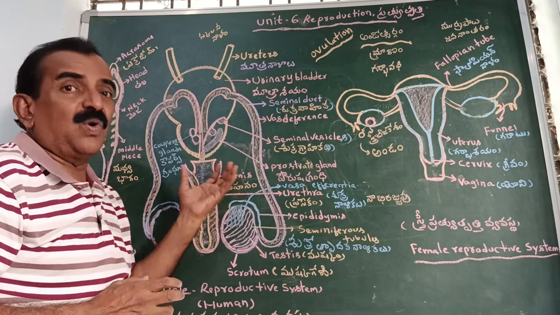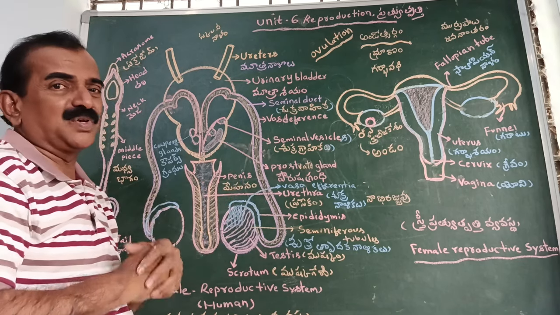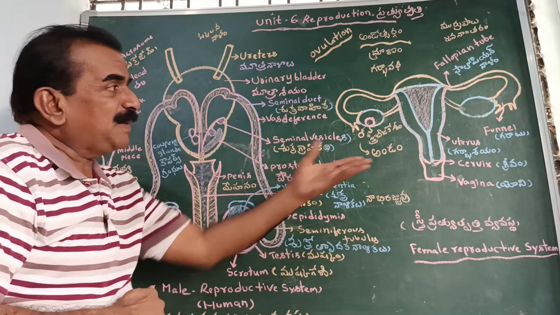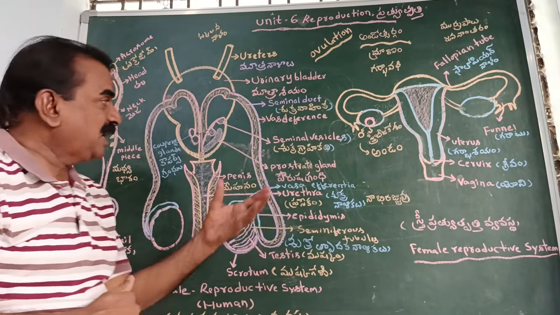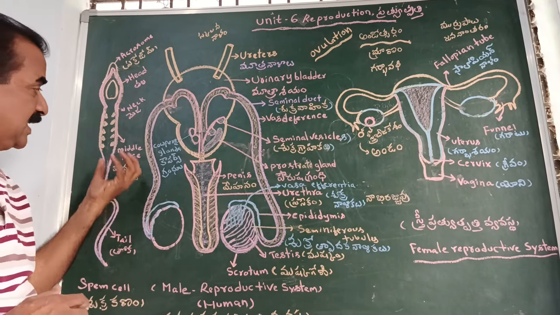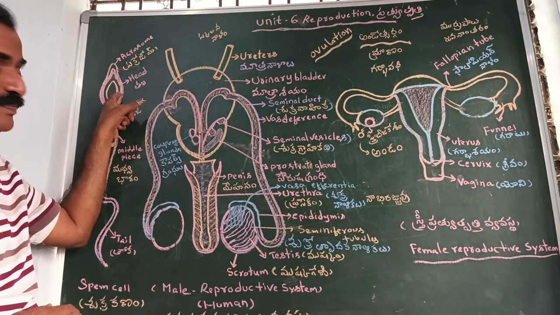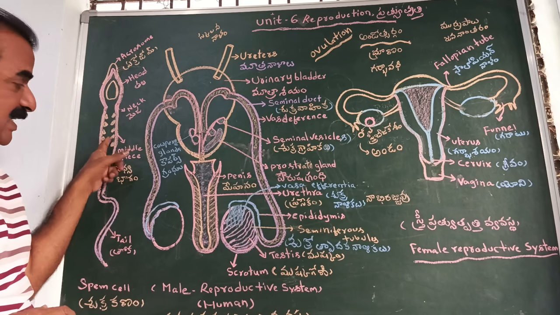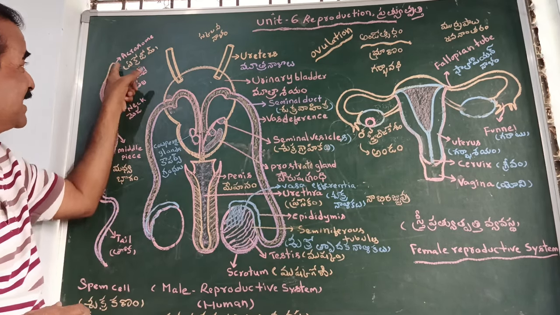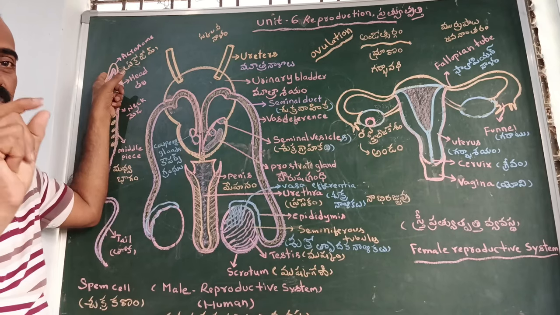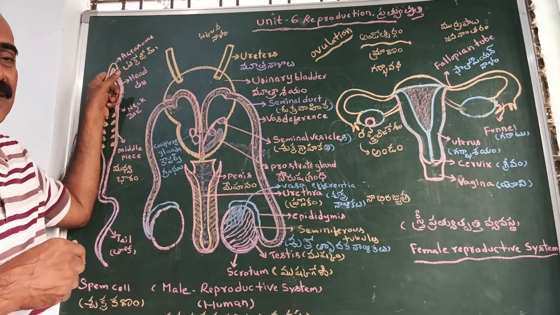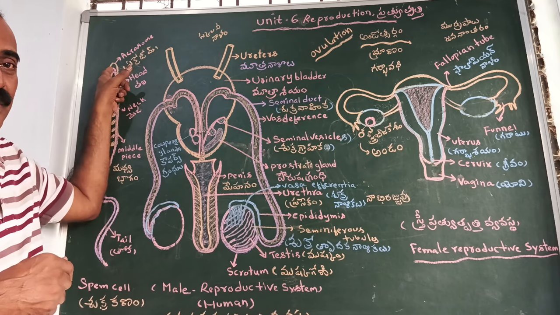I told you what the main parts of the male reproductive system are, and also what the main parts of the female reproductive system are. We also discussed the structure of spermatozoa. A spermatozoon consists of a head, this is the middle piece, and this is the tail. And the head consists of what? Haploid nucleus. The head is covered by an acrosome. The acrosome is useful to penetrate into the ovum at the time of fertilization. So that is the function of the acrosome.